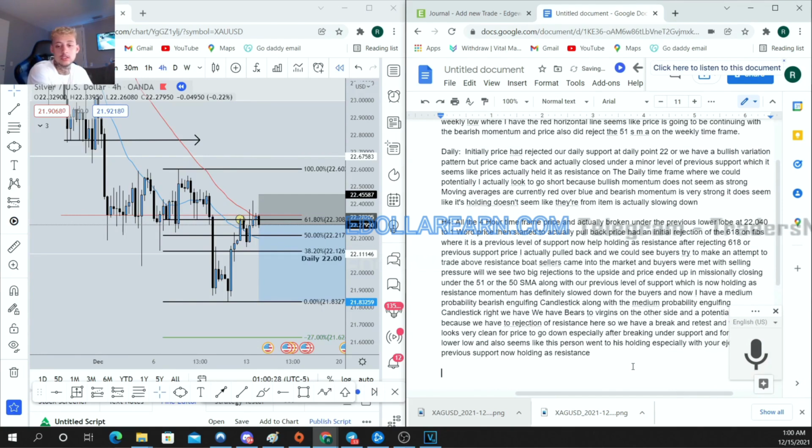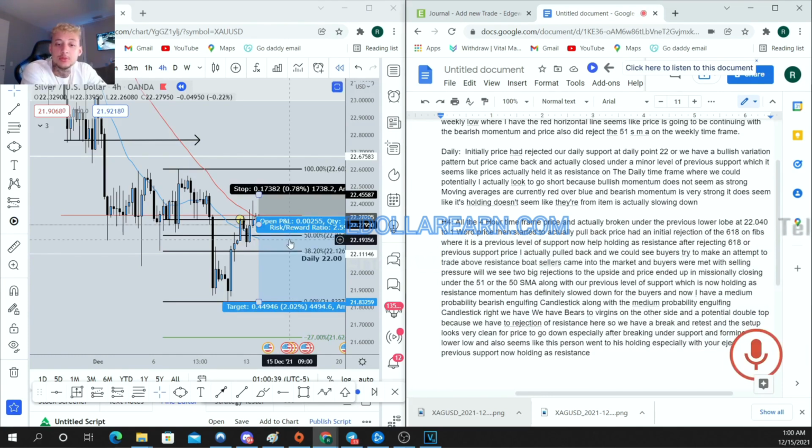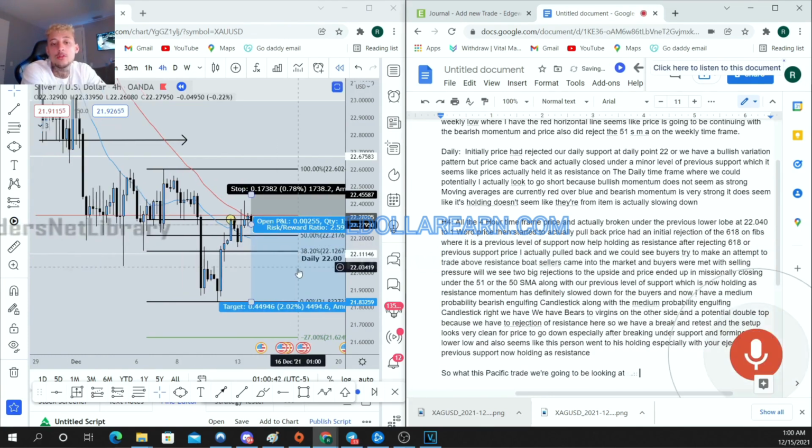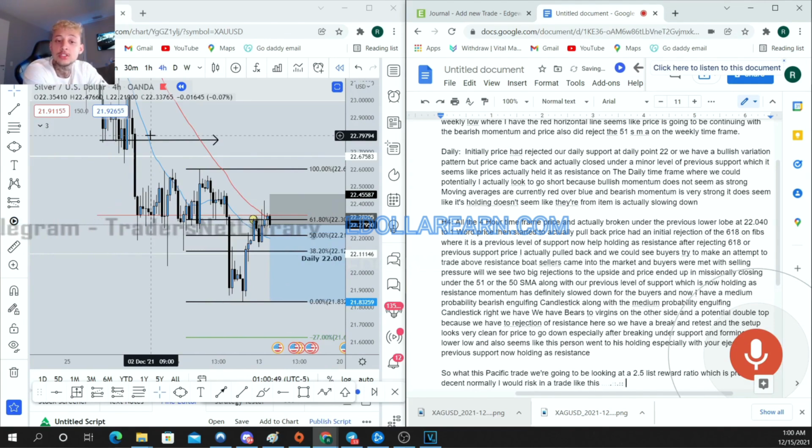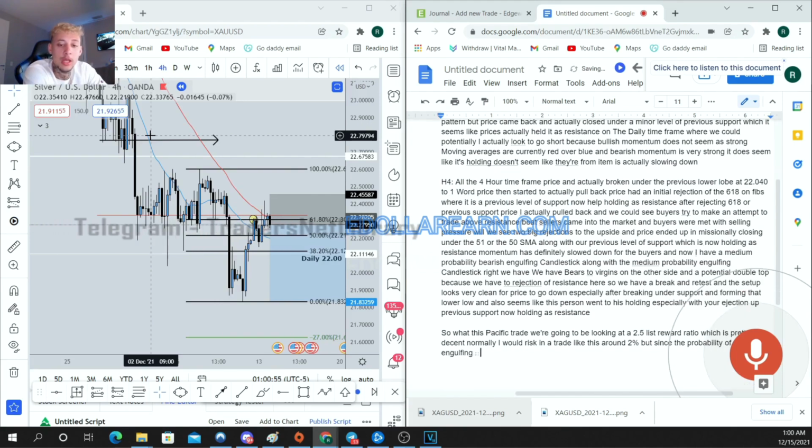Now all we're going to do is give it a little space. Here we have bearish divergence. We're obviously going to edit all of this in a second, but what we're going to do is talk about the risk. So with this specific trade, we're going to be looking at a 2.5 risk to reward ratio, which is pretty decent. Normally I would risk in a trade like this around 2%, but since the probability of the actual engulfing is only a medium probability setup because price didn't close under the lowest low, I'm actually going to risk around 1.5% on this position, especially since we're trading so close to support.